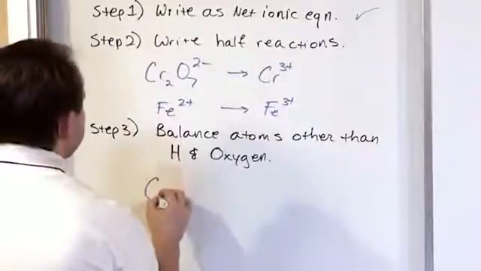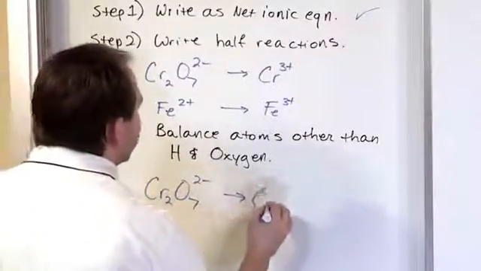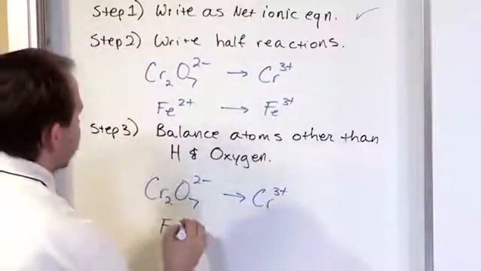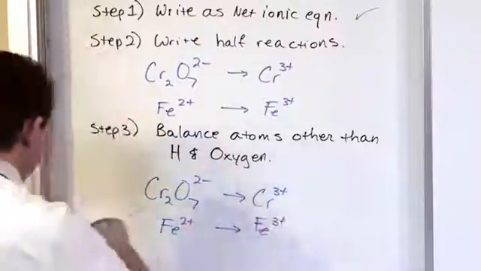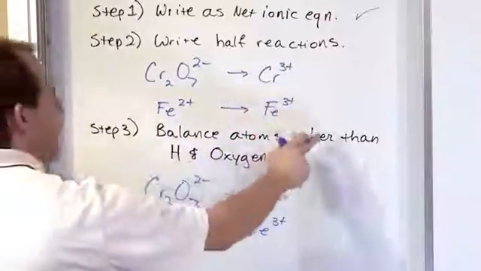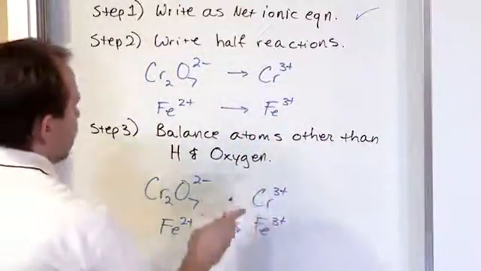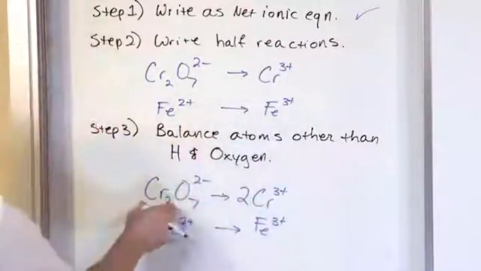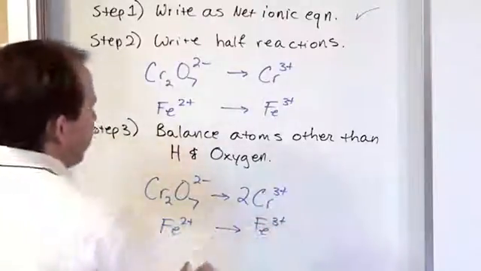I have Cr2O7 giving me Cr3+. Here I have iron 2+, giving me iron 3+. And then I try to balance these things, balancing atoms other than hydrogen and oxygen. So here I have 2 chromium atoms. So I'm going to put the arrow and I'm going to put a 2 here. So I've balanced the 2 chromiums with the 2 chromiums. The 1 iron is already balanced with the 1 iron.